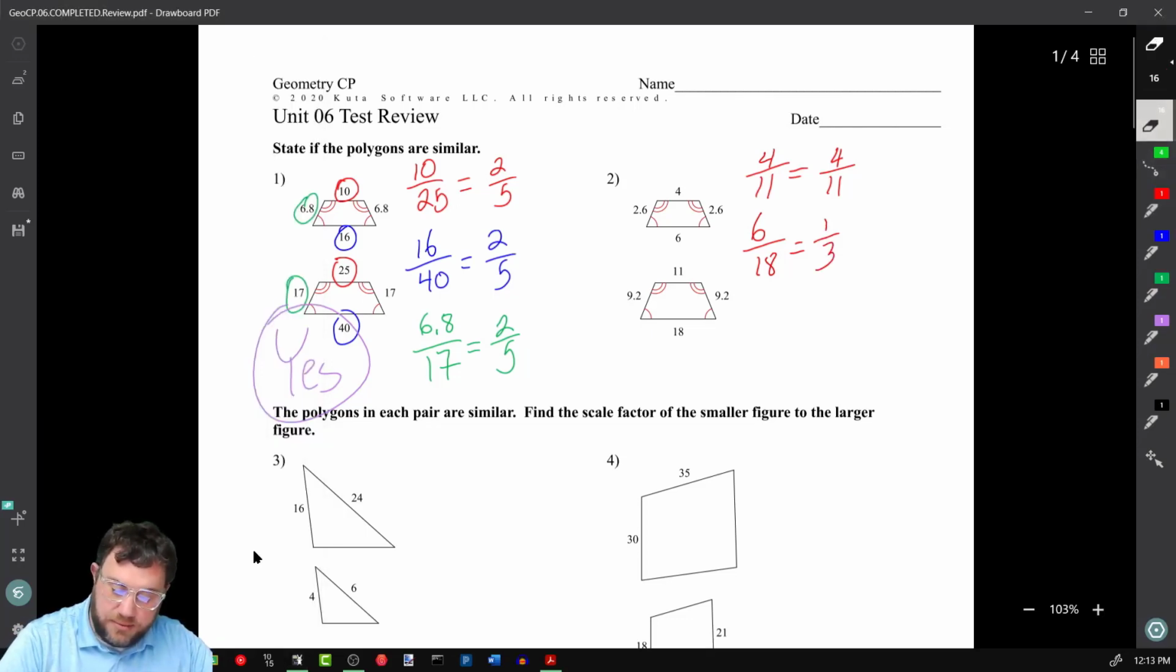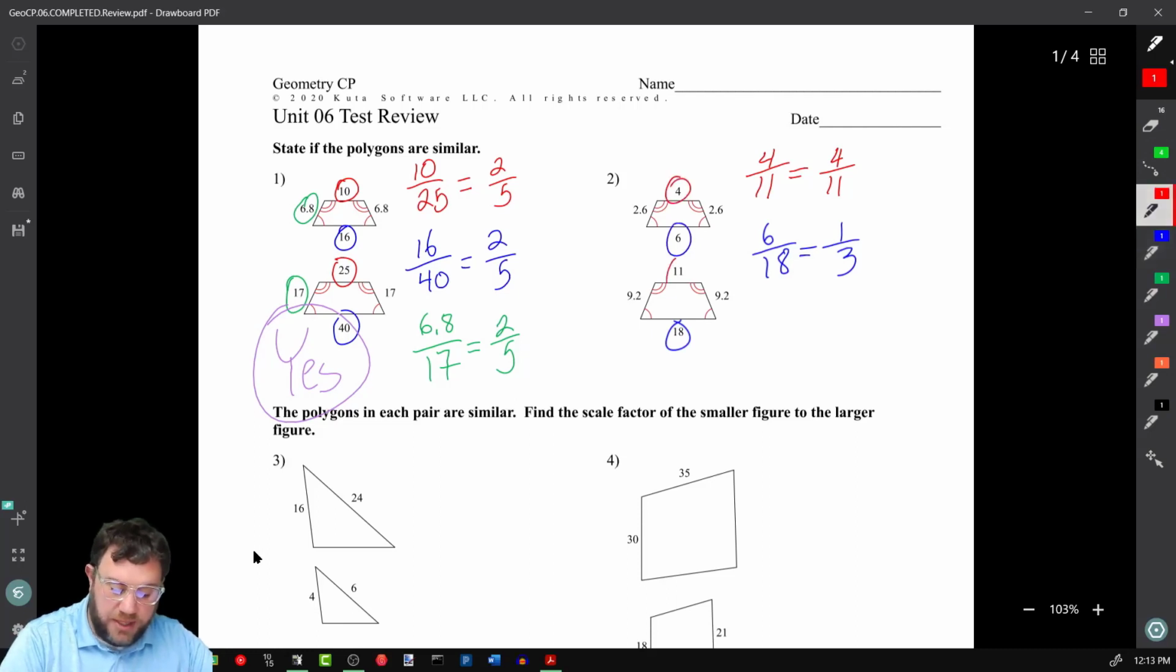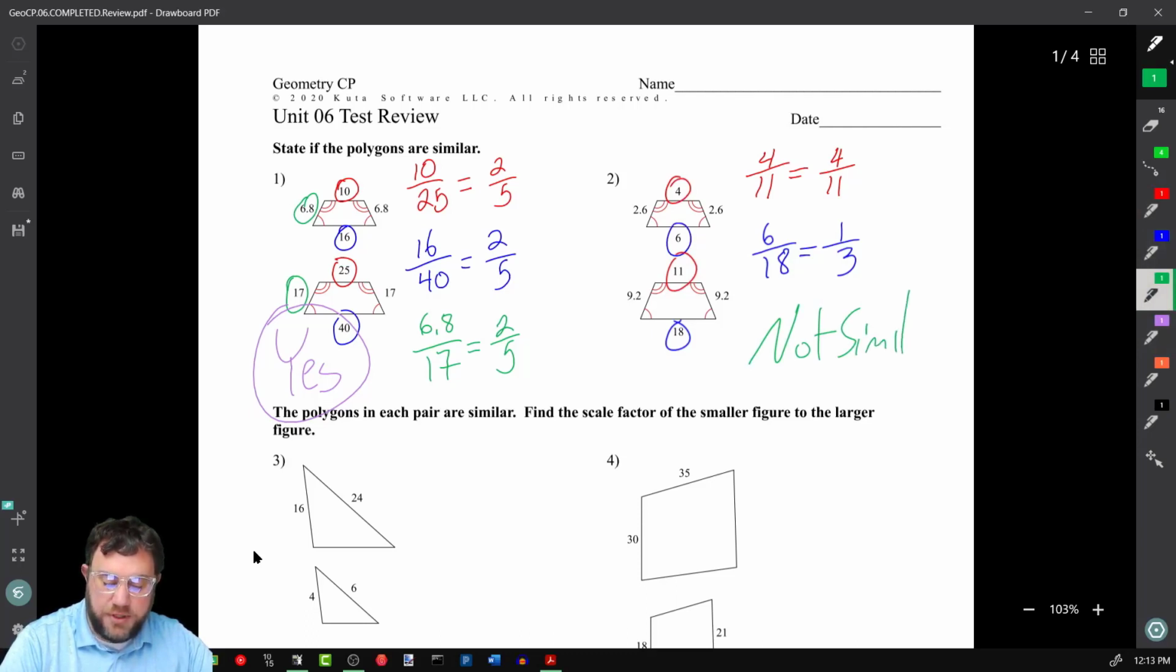I'm going to redo this with a different color. Those two are not the same. So we don't need to go any further. We can stop right there and say that these are not similar. Or you can just write no.